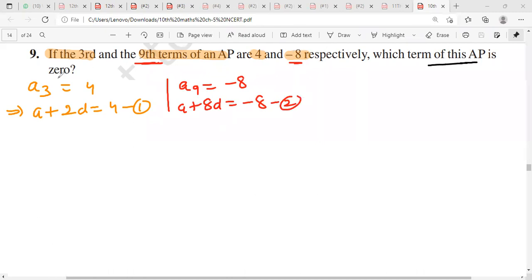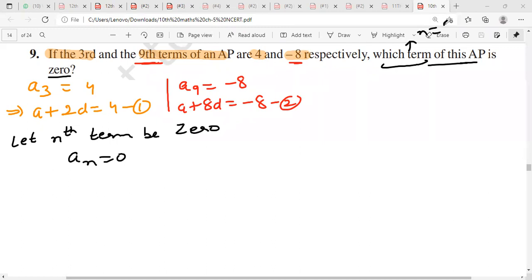Which term of this AP is 0? Now you are being asked which term of this will be 0. So let the nth term be 0. It means an is equal to 0. Which term it is, we have to find the value of n. And it means a plus n minus 1 into d equal to 0. That will be equation number 3.